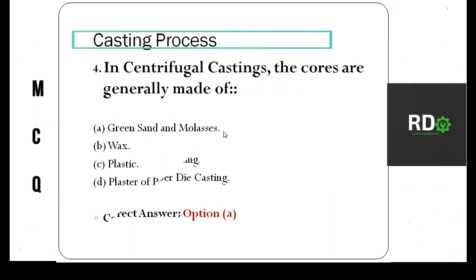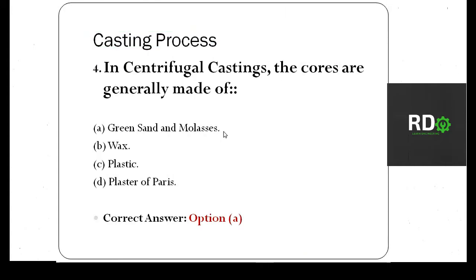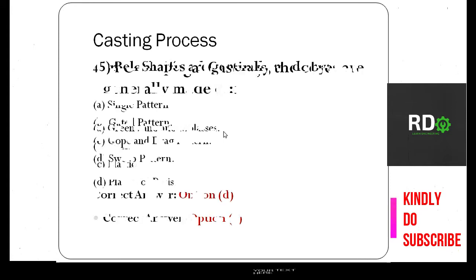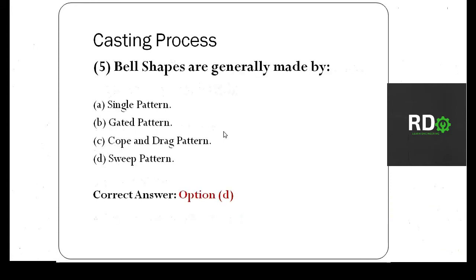Fourth question. The fourth question is also related to centrifugal casting. The cores are generally made of what? That is the green sand and molasses. Okay, producing hollow pipes, and its core is made of green sand and molasses. The option A. Next, the bell shapes are generally made by which pattern?